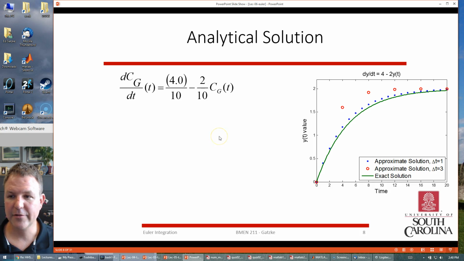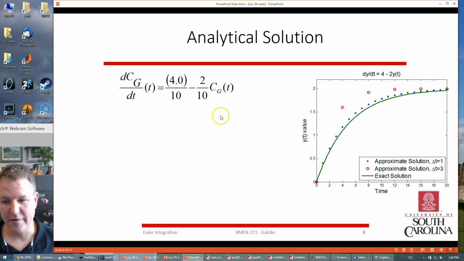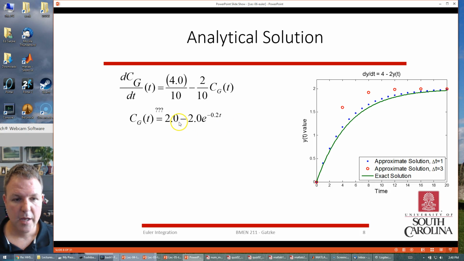So an analytical solution for this can be found because it's a simple linear differential equation. It's not too hard to solve this once you know what you're doing. The actual case is the concentration follows this profile. So we can evaluate this analytical solution at any point in time. And that's shown in the green line. So if we take that 2 minus 2 e to the minus 0.2t, it gives us this green solution. So at any point in time, we should be exactly on that line.